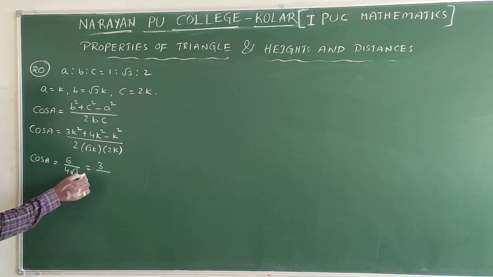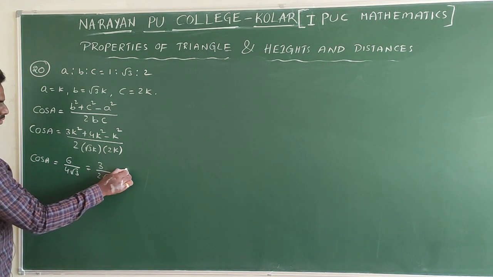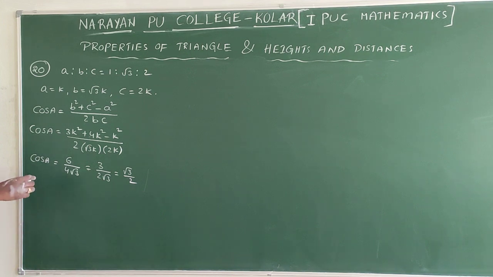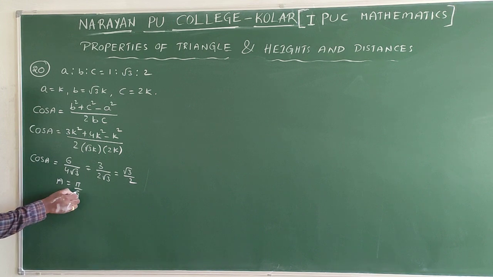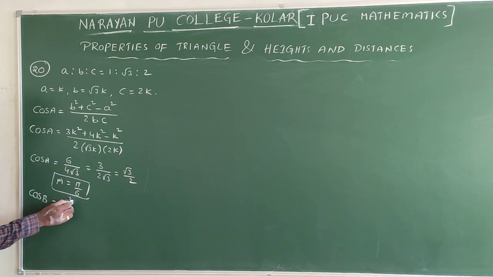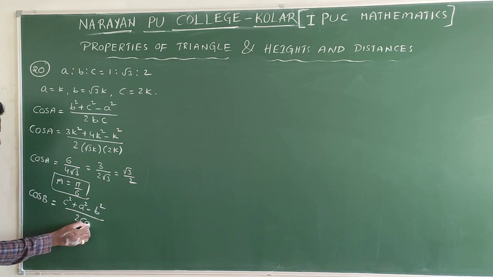3 by 2√3, that is nothing but √3 by 2, which is cos A. When the cos value is √3 by 2, the angle is 30°, that is π by 6. I am finding one more angle. Based on the two angles, you can easily find the third angle. So I am finding cos B. Formula: (c² + a² − b²) / 2ca.